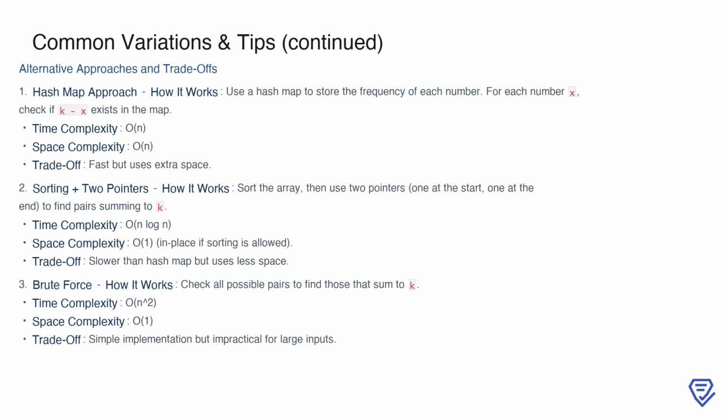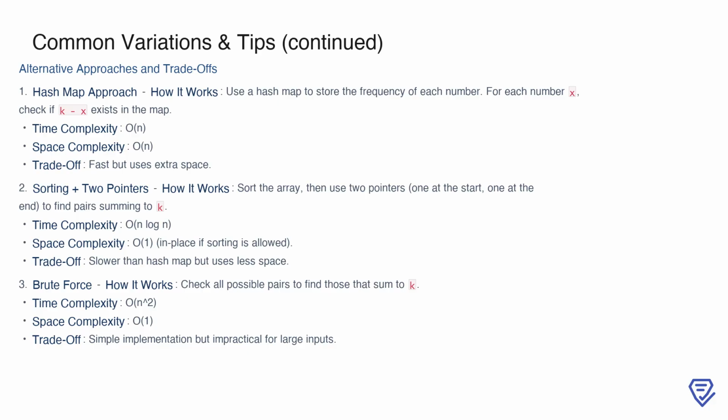There are several approaches to solving this problem, each with its own trade-offs. The hash map approach is highly efficient, with a time complexity of O(n). Here, you store the frequency of each number in the map, and for each number x, you check if k-x exists in the map. While this method is fast, it does require additional space, with a space complexity of O(n).